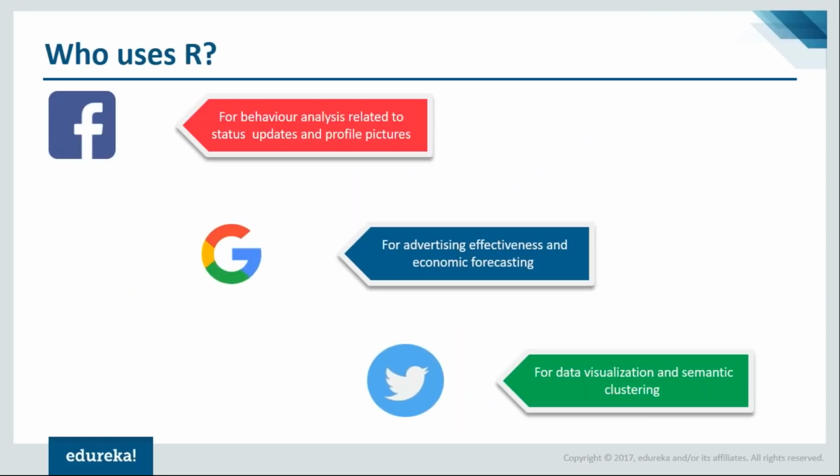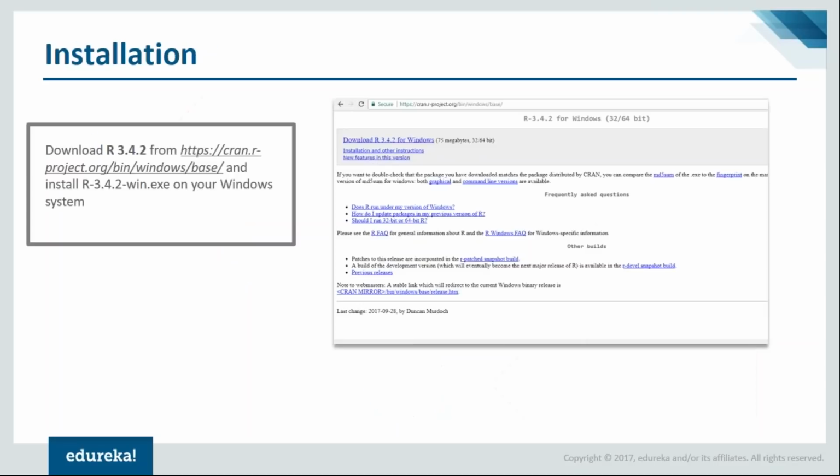So this slide tells us that the big shots, the top-notch companies use R. Facebook uses R for behavior analysis, Google uses R for advertising effectiveness, and Twitter uses R for data visualization. So if your idea is to do some data science tasks, then R is definitely the programming language that you need to use. So you understood why R, who uses R. Well, let's finally go ahead and install R.